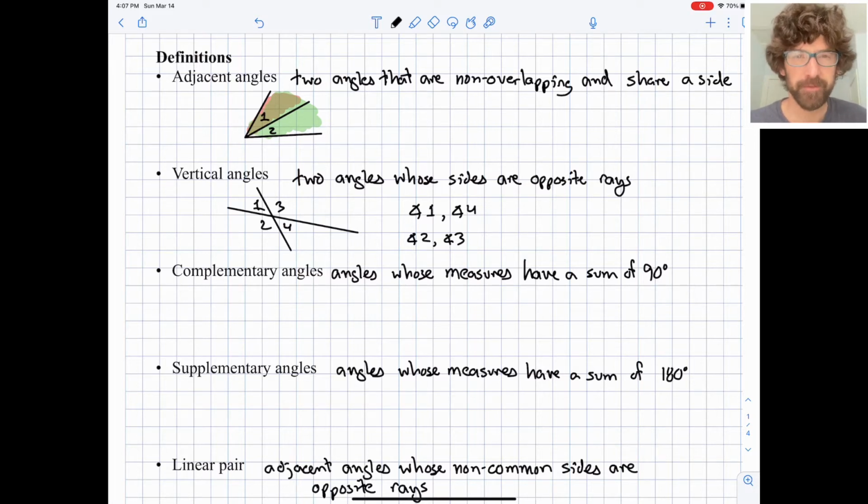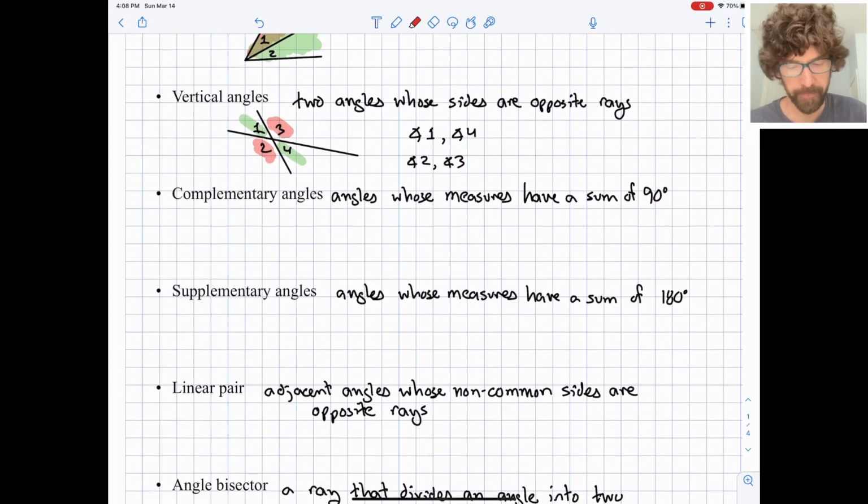Very informally, students often call these opposite angles, but that has a slightly different meaning when we get into parallel lines, when we get into polygons. So please don't use the term opposite angles, use the term vertical angles. Just to be clear, red and green are vertical angles. The two green angles are vertical angles, and here the two red angles are vertical angles. It has nothing to do with vertical versus horizontal.